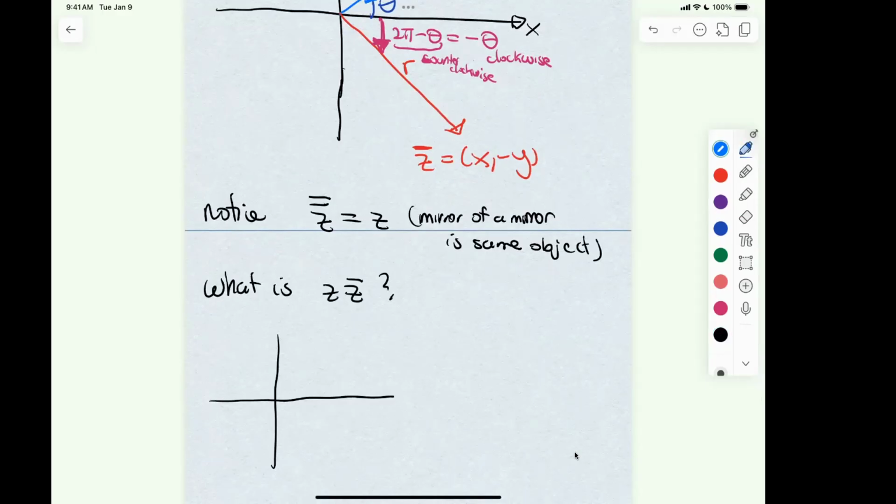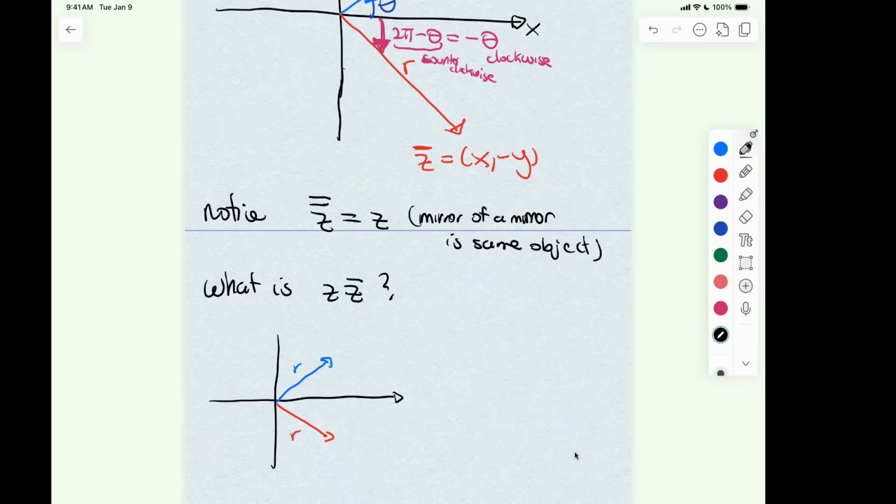Well, we can kind of see it here, right? You can do it two ways. Whenever we're multiplying things, I prefer to do it geometrically to see what happens. So what should be the angle of z times z bar? 0, right? That's what we're doing.